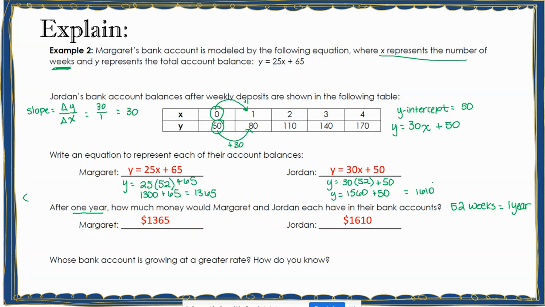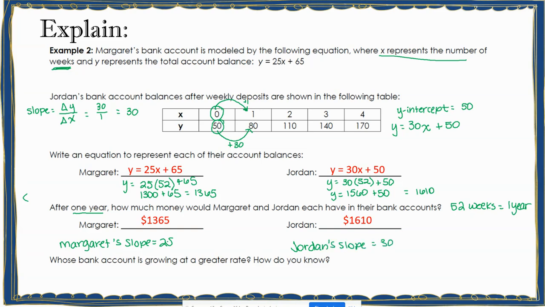To answer this question, if I'm looking for a greater rate, I need to look at the rate of change. Remember, rate of change is just another word for slope. So I see that Margaret has a slope of 25, which I know because 25 is being multiplied by x in her equation. I see that Jordan has a slope of 30, which we had already found.